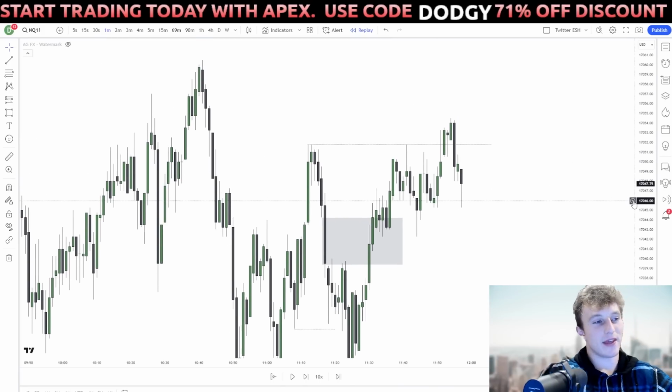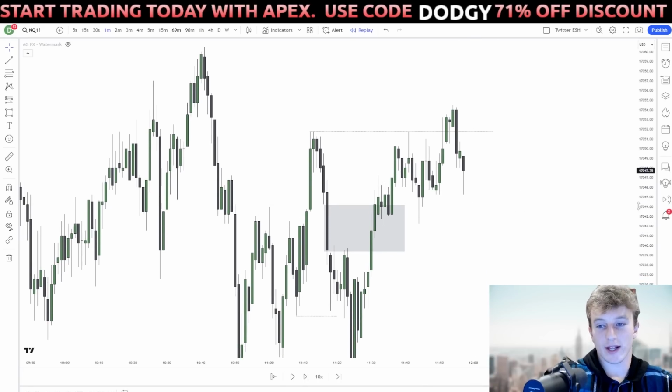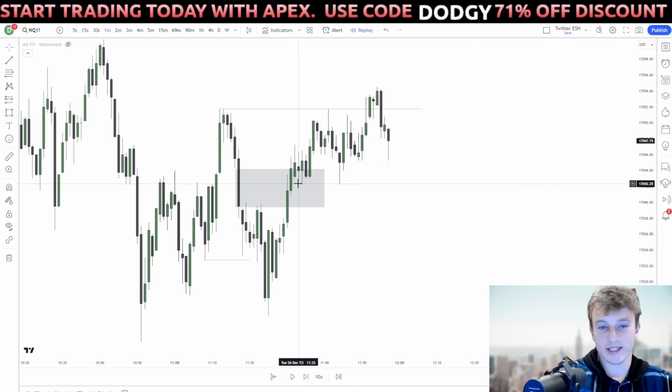And I do not think of the market in terms of inversion fair value gaps. I think of the market in terms of liquidity. Have we already ran stop losses? So in this example, we already ran stop losses here. We already ran stop losses here. Why would the market need to reject here? We don't. And that's where I'm thinking, okay, the market doesn't need to reject here.